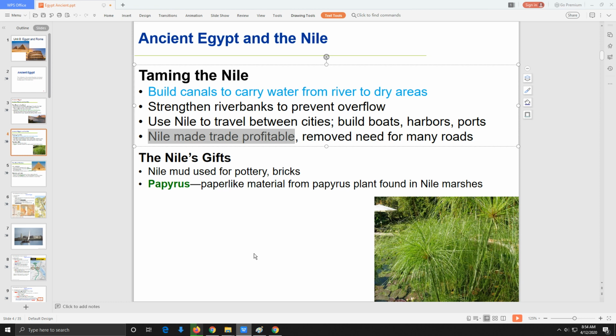And it was a lot easier to do than having horses haul that from one place to another because they didn't really have roads. So the boats made trade pretty profitable because everyone could just bring their goods to the Nile River, and then they could just move them along the Nile up and down to where they needed them to go. So Nile made trade profitable. That's number three.